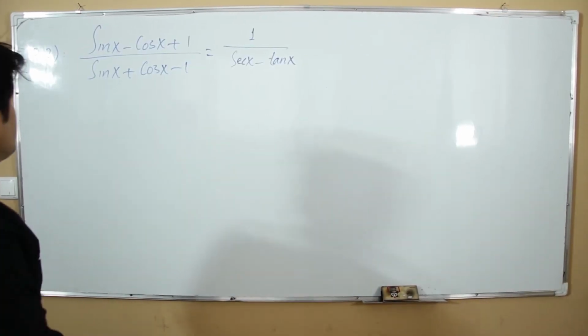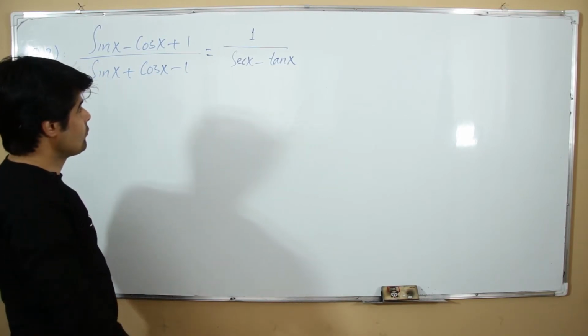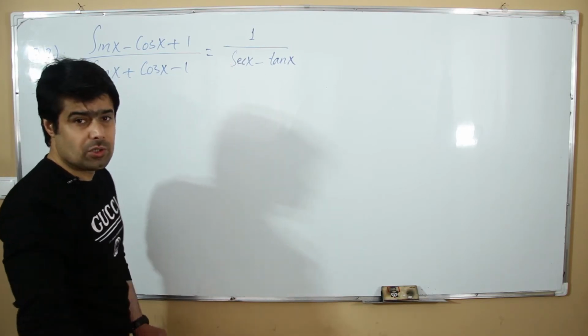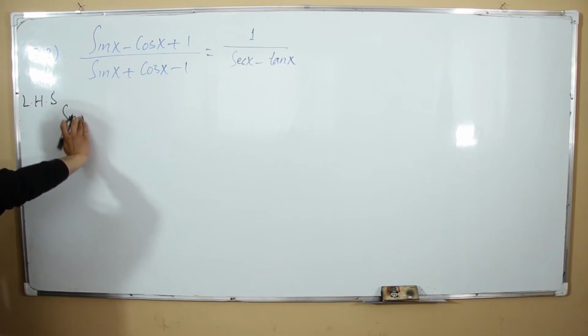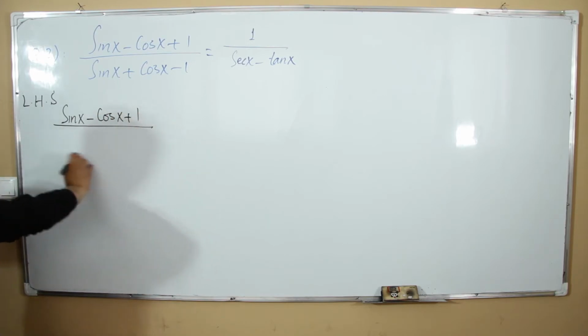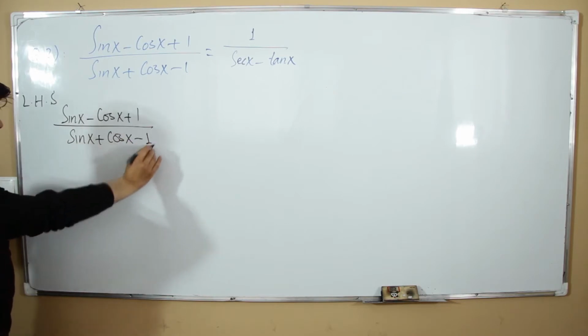Question number 2. Sine x minus cosine x plus 1 divided by sine x plus cosine x minus 1. We have to prove that this one should be 1 divided by secant x minus tangent x. By the way, in LHS, left hand side, we have sine x minus cosine x plus 1 divided by sine x plus cosine x minus 1.